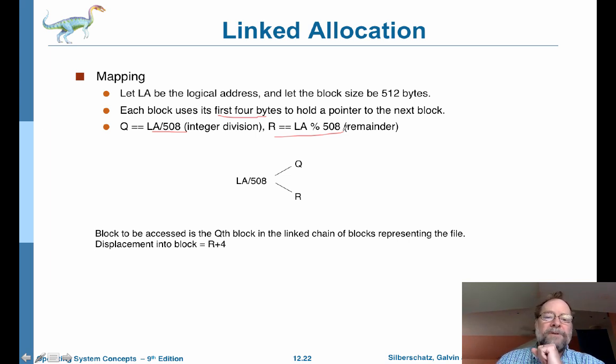Now, the problem is, once we've got Q, we still have to chain through. We have to go through the linked list to get to the Qth block. There's no other way to do that. And this is really why linked allocation is not very efficient, because if you think about it, there's kind of 2 basic things you want to do.